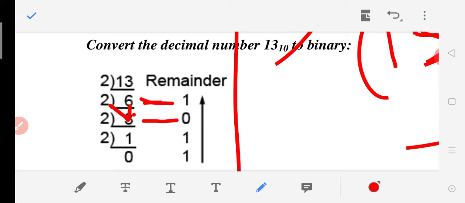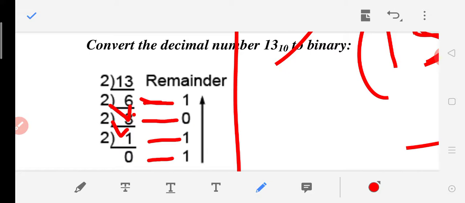Again you divide: 2 ones are 2, but here 3 is there, so the remainder is 1. Next, 2 zeros are 0, remainder is 1. Now you collect the bits.